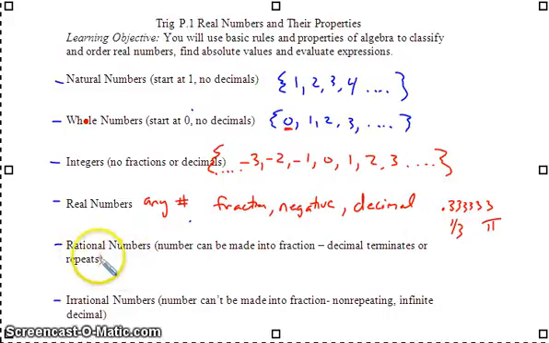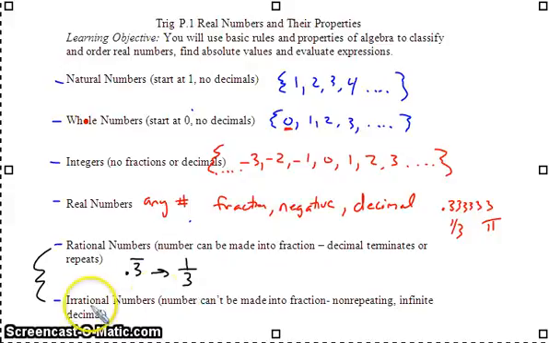Rational numbers, on the other hand, let's talk now about the difference between rational and irrational numbers. Rational numbers are any number that you can think of that can be made into a fraction. So in other words, if you have a decimal that terminates or repeats itself. So if we go back to this example right here, if we say 0.3 repeated, that actually is a rational number because I can change that to a fraction as 1/3.